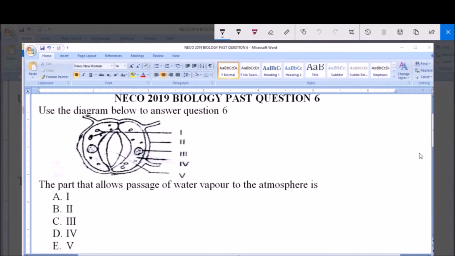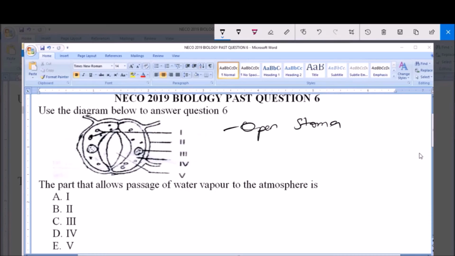I will be answering NECO 2019 Biology Past Question 6. Use the diagram below to answer question 6. This diagram represents an open stoma, and like we know, it regulates the exchange of gases in plants. Now, the part that allows passage of water vapor to the atmosphere is.